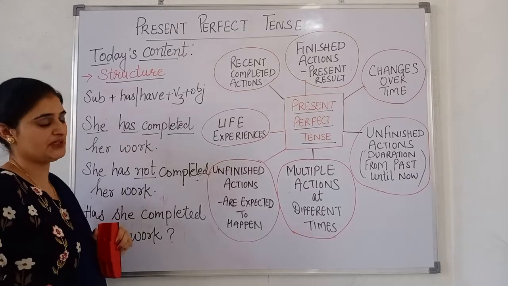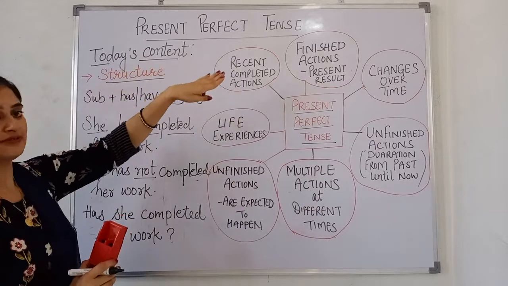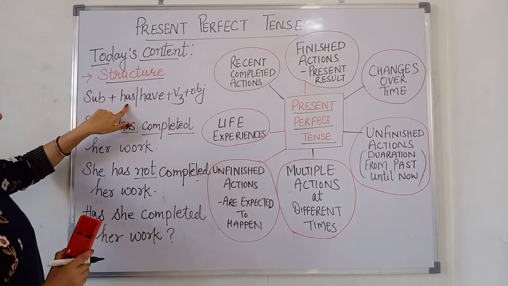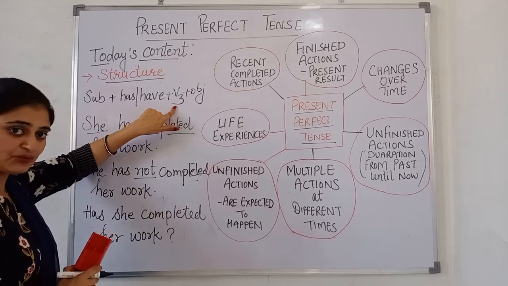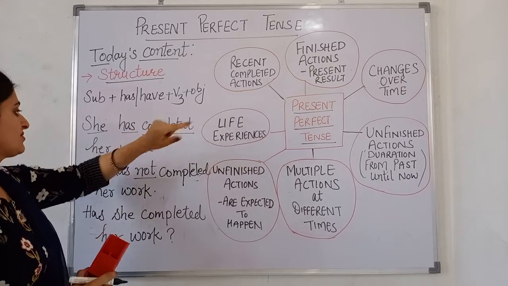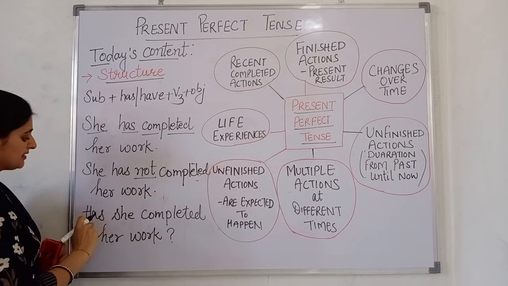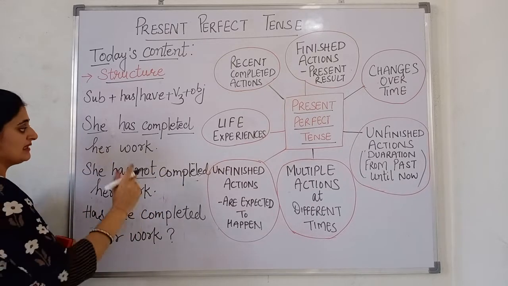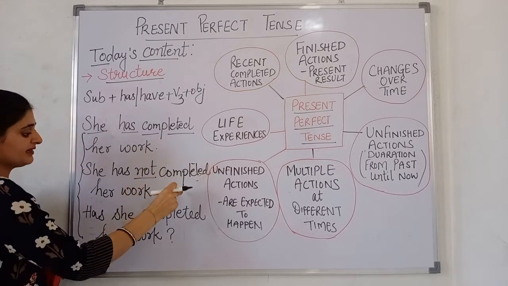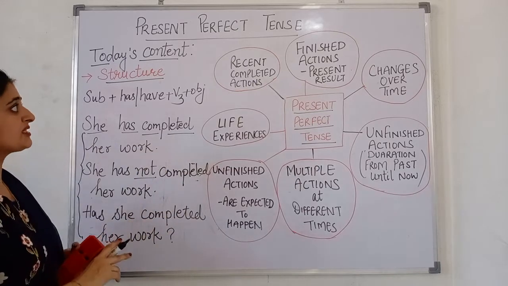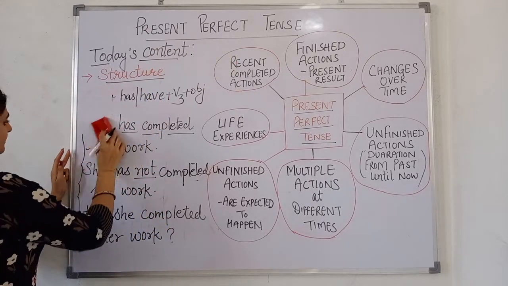Sign of interrogation. So you all have understood what is the structure of present perfect tense. First the subject, then use has or have as a helping verb. Thereafter use the past participle form of the verb plus object. Okay, she has completed her work. She has not completed her work. Has she completed her work? These are the three types of sentence: affirmative, negative and interrogative. Let's proceed towards the uses of present perfect tense.